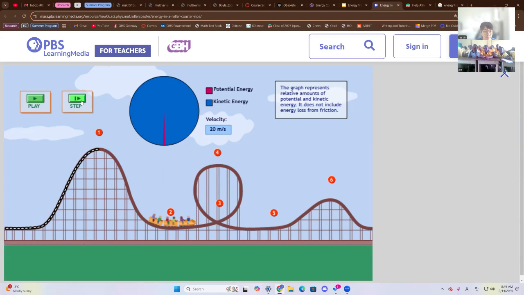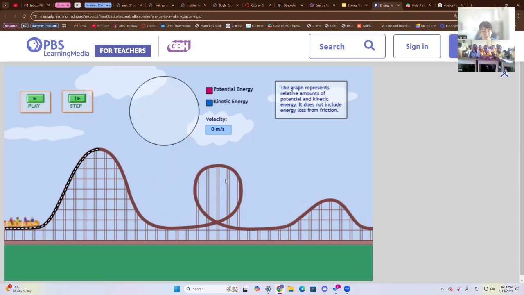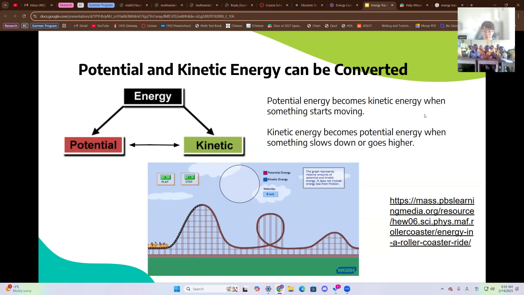You can see the next step. This is the third step over here. You can see the kinetic energy is starting to decrease and more potential energy is being built up as it goes higher. And you can see the rest of the clip showing how there was a buildup of potential energy at top and it gets converted back into kinetic energy. This was a very fun, interactive way to figure out how kinetic energy and potential energy can be converted.